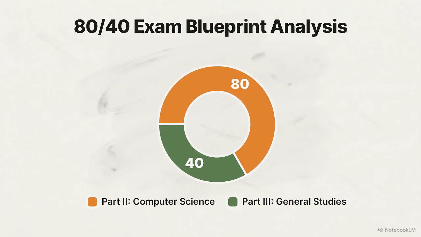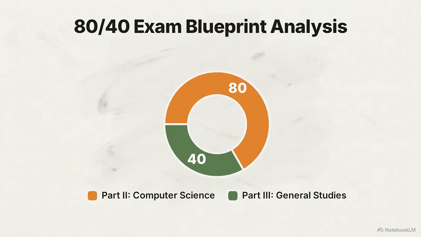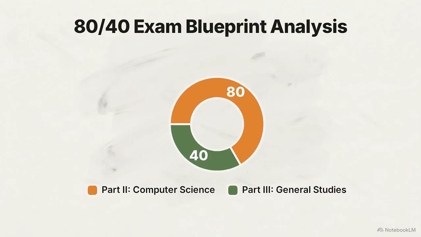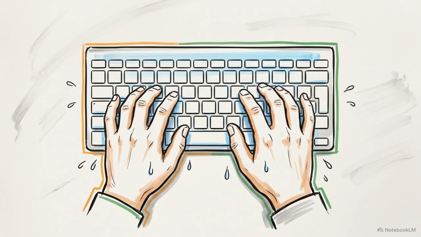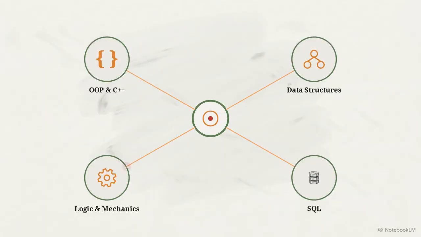This 80-40 split, paired with a 1 minute per question limit, leaves no room for hesitation. If your mental processing slows down on a single difficult problem, the clock will likely run out before you reach the final section. In the 80-mark computer science section, theoretical knowledge is secondary to your ability to debug under pressure. The exam focuses heavily on object-oriented programming, C++, data structures, and SQL.